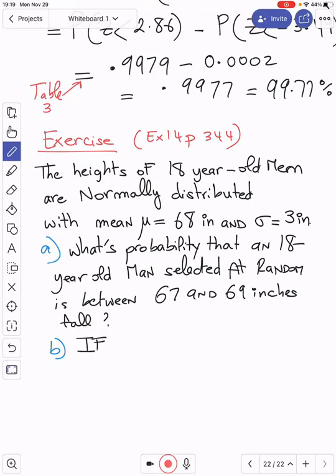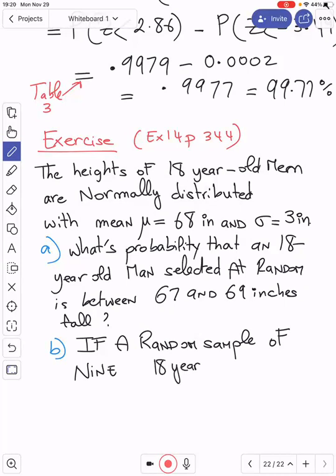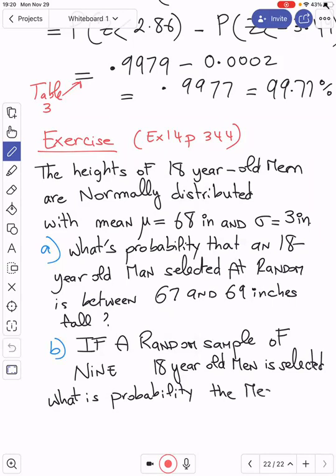I'm going to take a sample of 9. If a random sample of 9 18-year-old men is selected, what's the probability that the mean height x bar is between 67 and 69 inches?